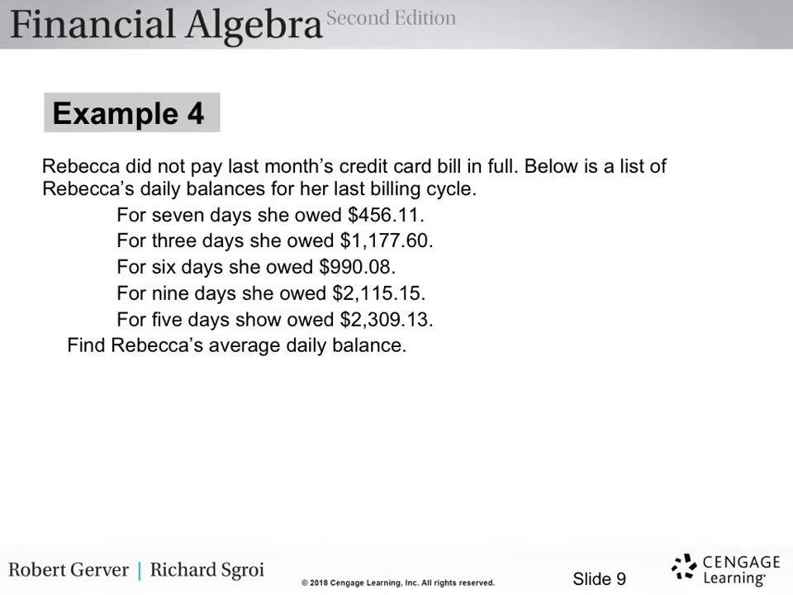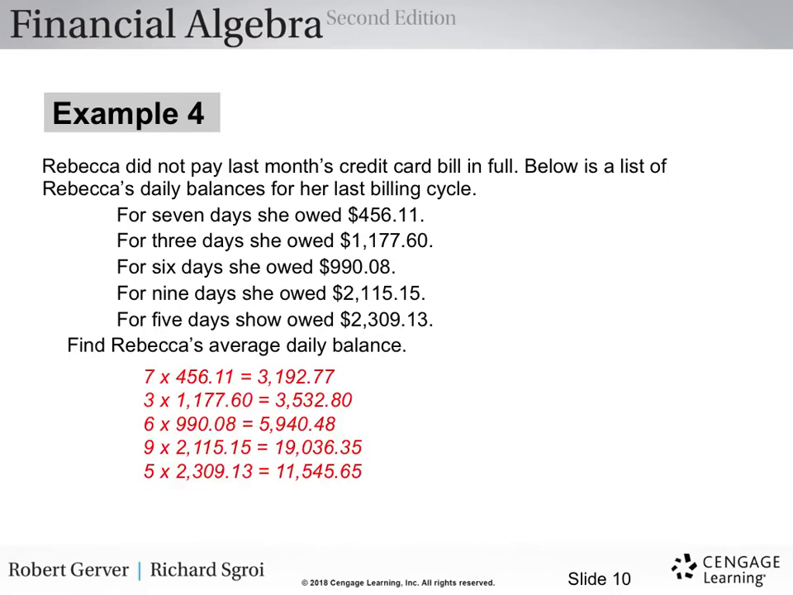Rebecca did not pay last month's credit card bill in full. Below is a list of Rebecca's daily balances for her last billing cycle. And you can see what the balance was and for how many days she owed it. Okay, so for example, for 7 days she owed $456.11. For 3 days, a different amount. For 6 days, a different amount. For 9 days, a different amount. And then for 5 days, a different amount. Find Rebecca's average daily balance.